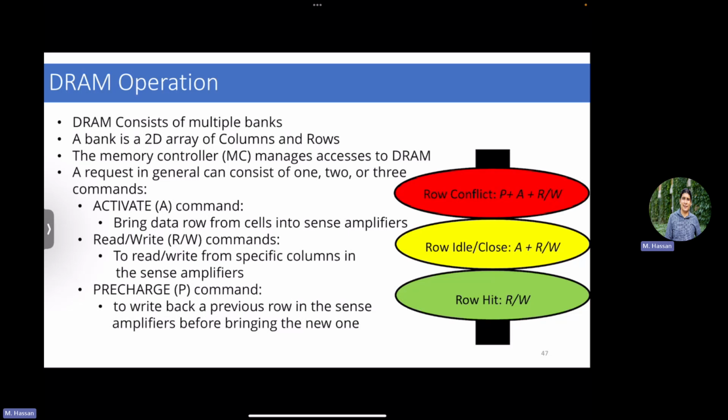And then the worst case is you're trying to access data that is different from the data existing in the row buffer. You have to pre-charge first, then activate the new row, then do the read or write. So this is your worst case scenario.